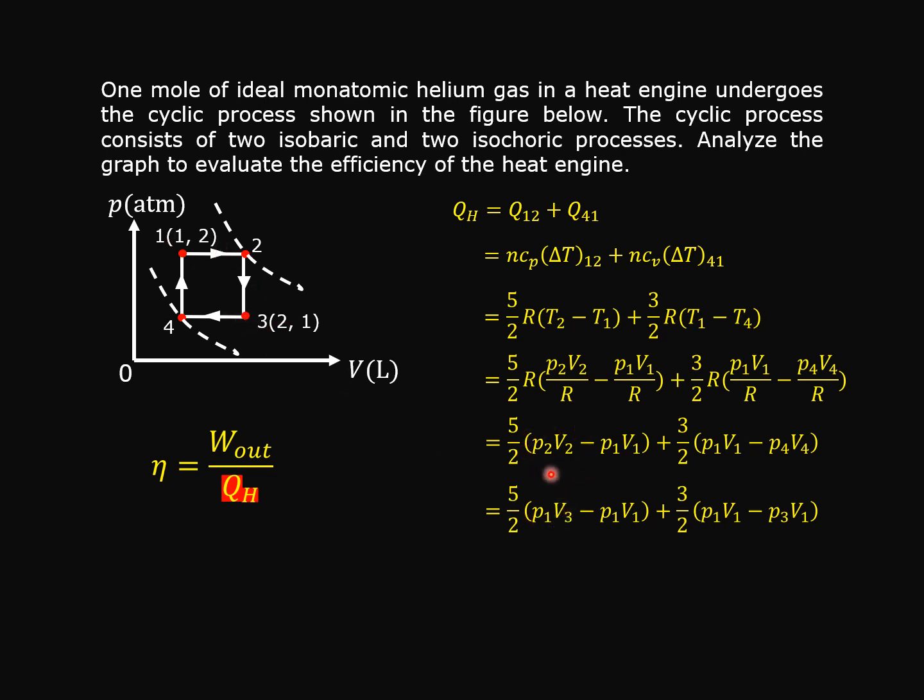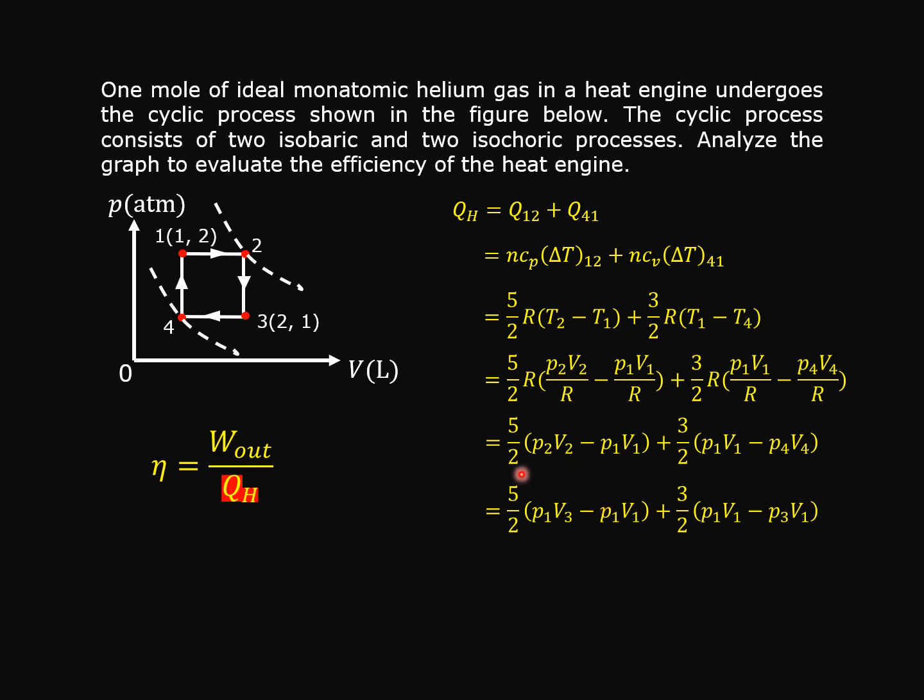So now this one is for state 2, P2, V2, and we change it to P1, V3, because the pressure of state 2 is the same as the pressure of state 1. So P2 changes to P1. V2 changes to V3 because the volumes are the same for state 2 and state 3. And for P4, V4, we change it to P3, V1. Why? Because P4 and P3, their pressures are the same, and V4 and V1, the volumes are the same.